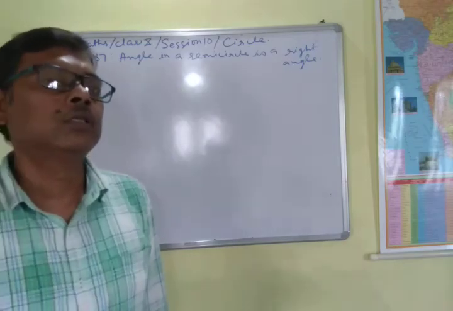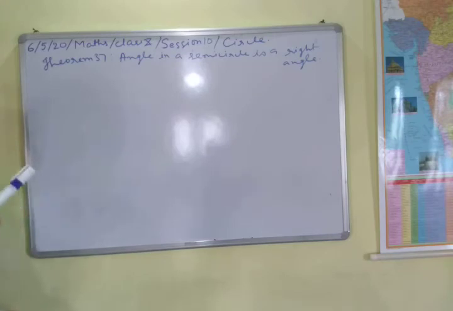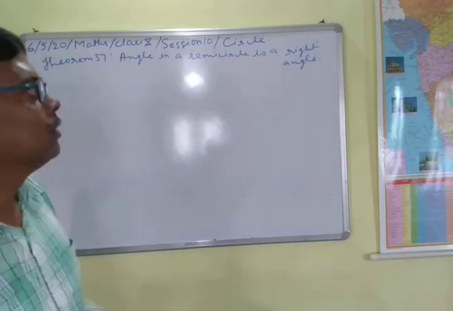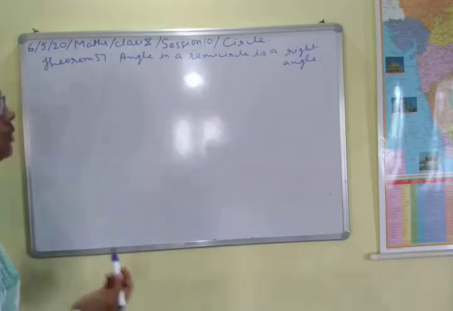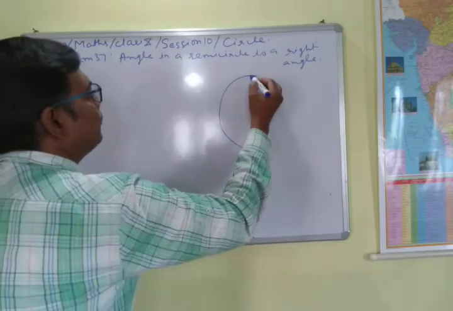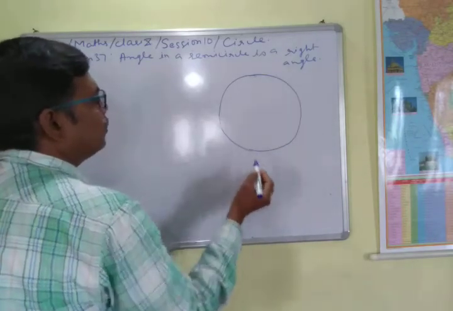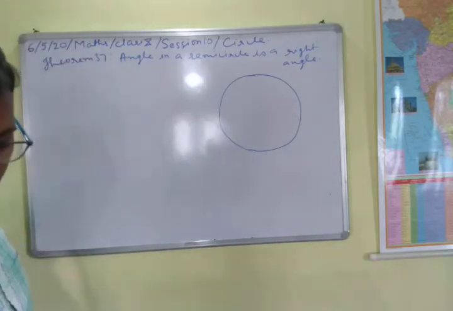I had discussed all the other theorems in the previous classes. So this is the last theorem in this chapter 7, and this is the statement: the angle in a semicircle is a right angle. This is a very small theorem, so the proof is also very small, but it is useful when you solve questions. Let's see how we can prove it here.